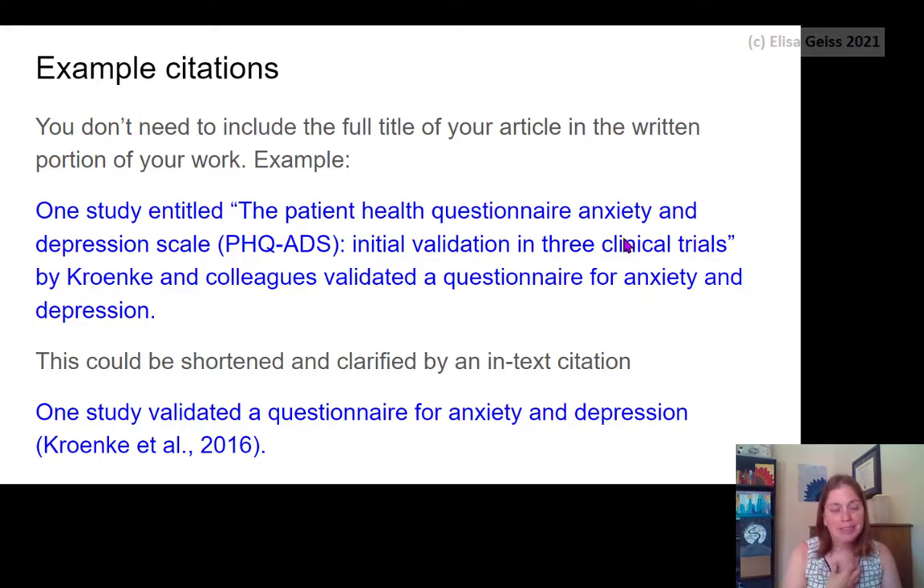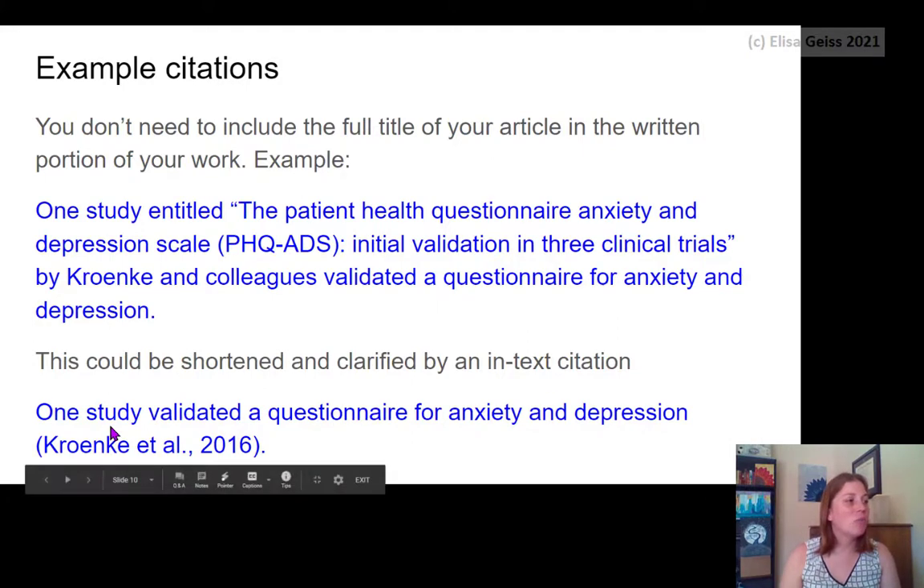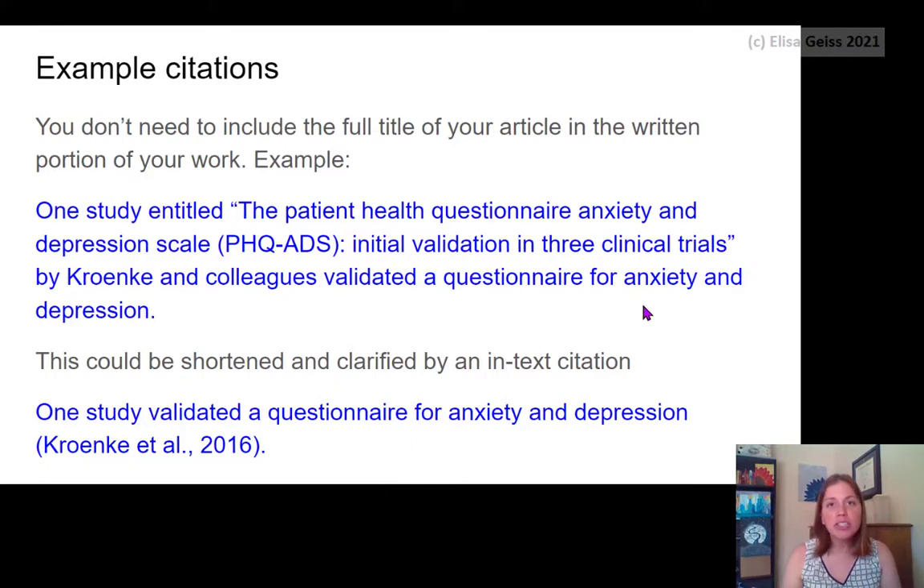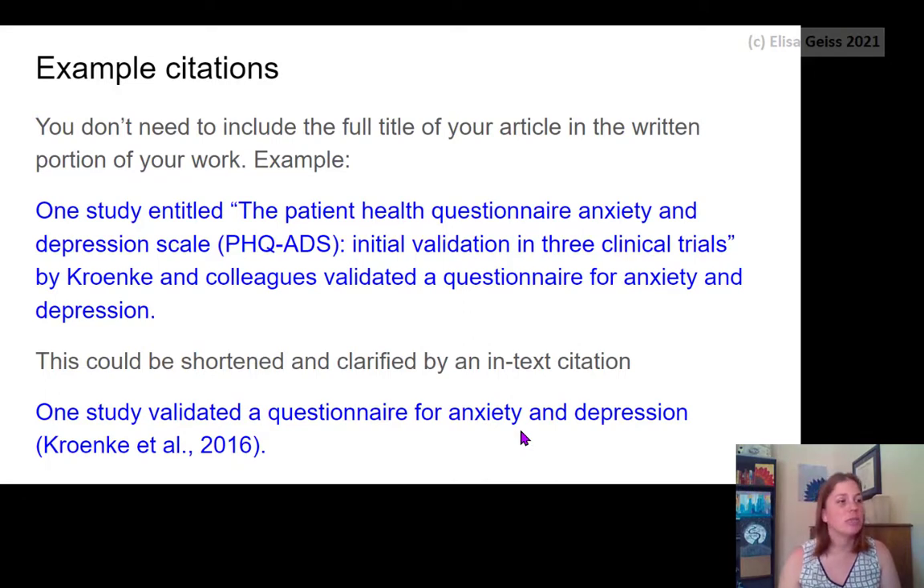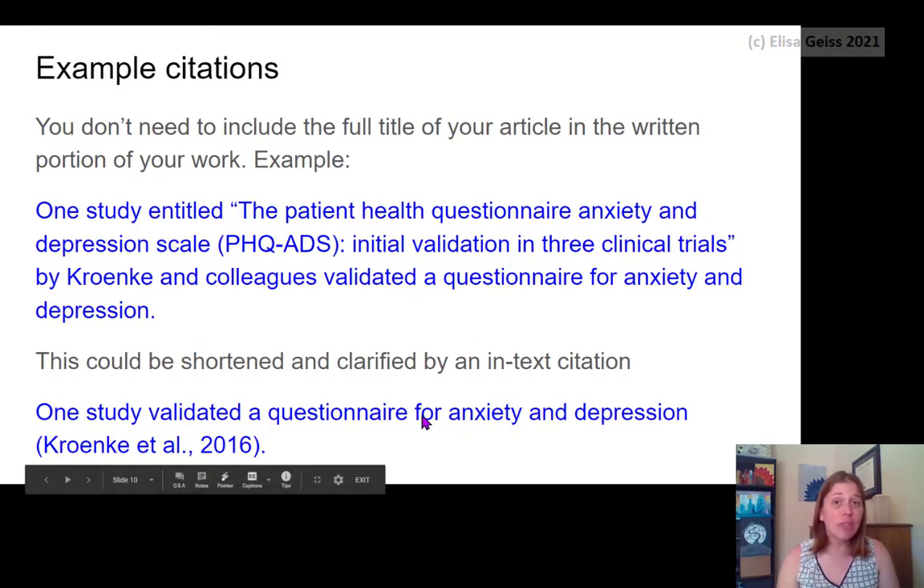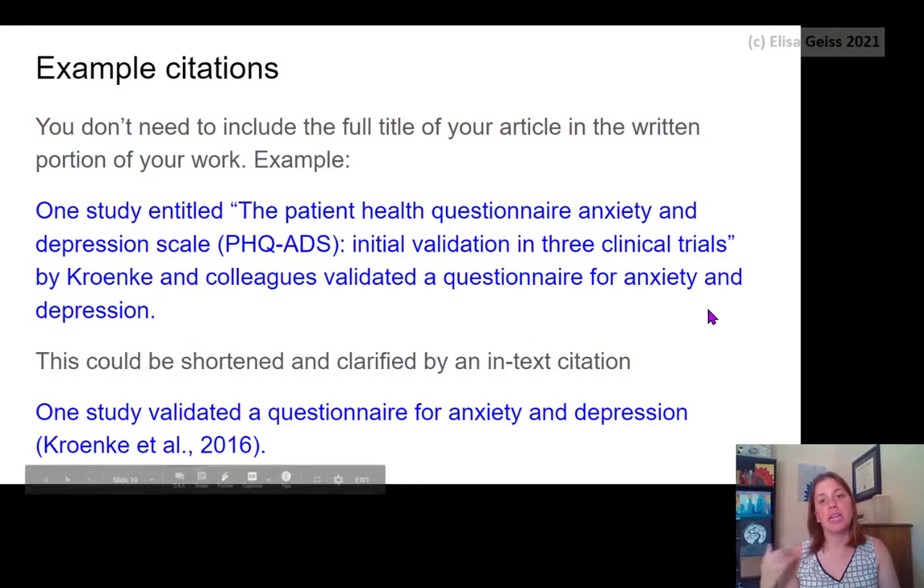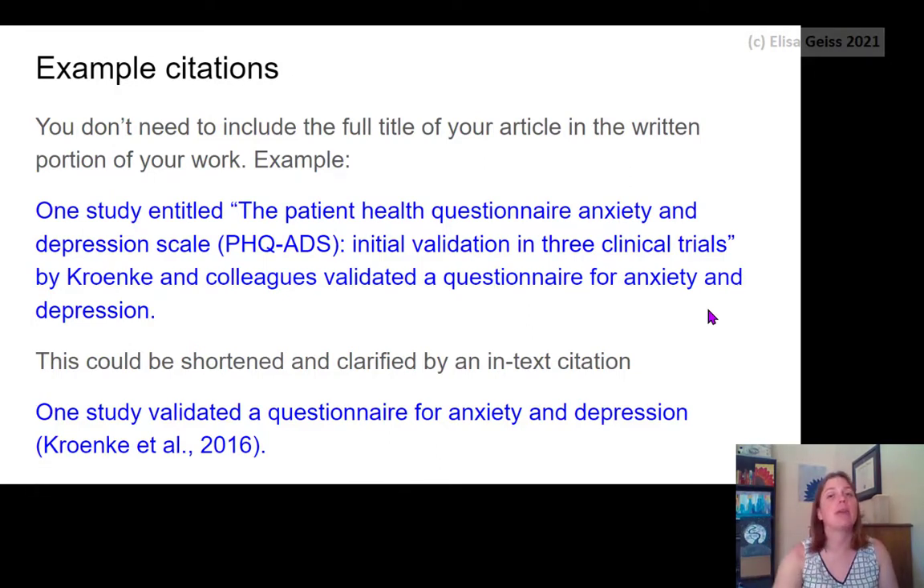What is my point? Well, the point is that one study validated a questionnaire, right? One study validated a questionnaire for anxiety and depression. That's what I care about, is that there's a validation for that anxiety and depression questionnaire. Now, if I really care, I can go and find this article at the very end of my reference page. So this is why we don't really care about titles. You don't need it in your papers, and it looks clunky and it gets away from your main point that you're trying to make, right? Everything's an argument, and when you use too much of your title, it doesn't really help.